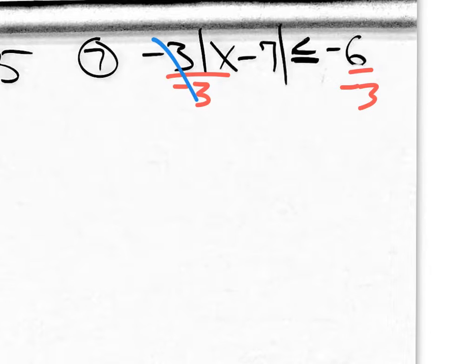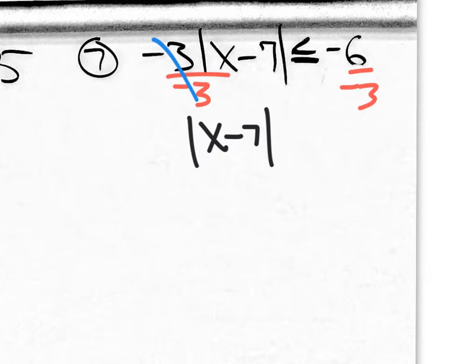You're going to have an absolute value of x minus 7 less than or equal to, wait a minute, not less than or equal to. I almost made the mistake that I do not want you guys to make. Ladies and gentlemen, we divided by a negative.